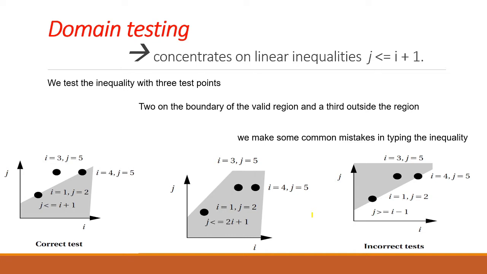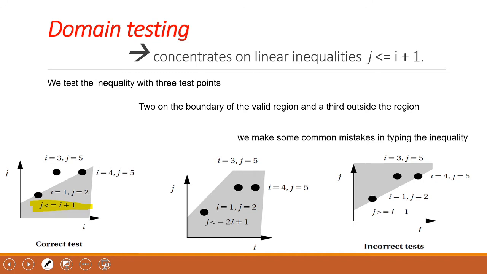We test the inequality with 3 test points. The first is very correct. Actually, if it is j is less than or equal to i plus 1, in the first diagram, if this is the condition and the program is written correctly, then the test will be correct.